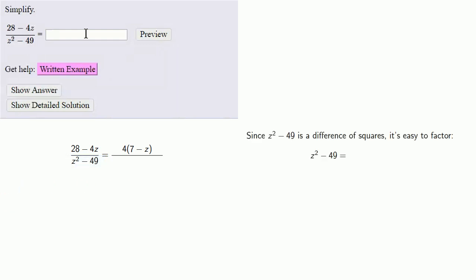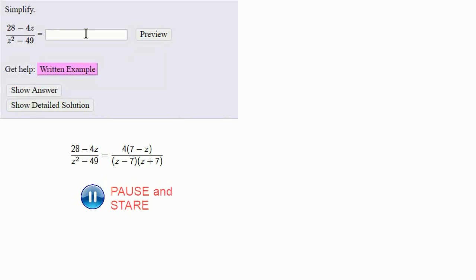Next, you might notice that z squared minus 49 is a difference of squares. And since z squared minus 49 is a difference of squares, it's easy to factor. Now if we sit and stare at our factors, we see that these two are almost the same. One of them is 7 minus z, and the other one is z minus 7. You'd almost think they could be related. Well, in fact, they are related.